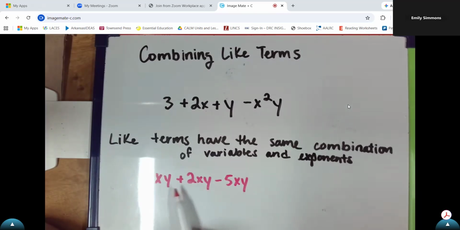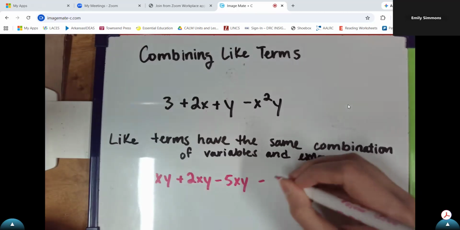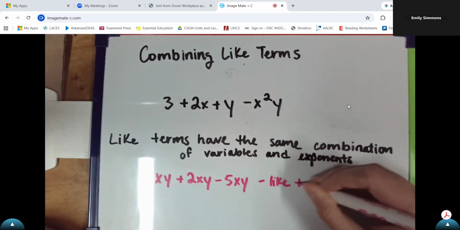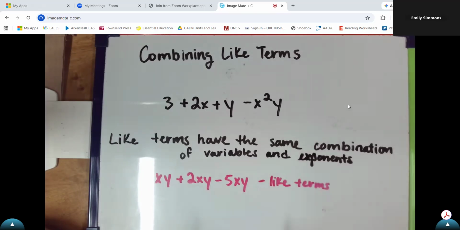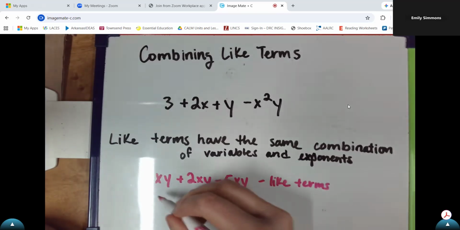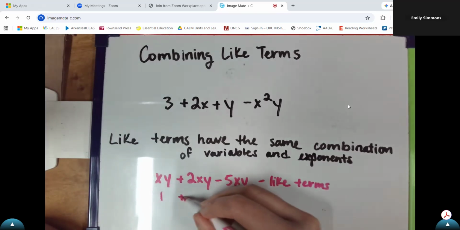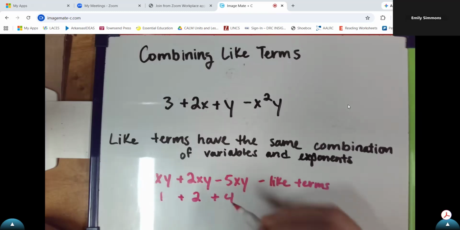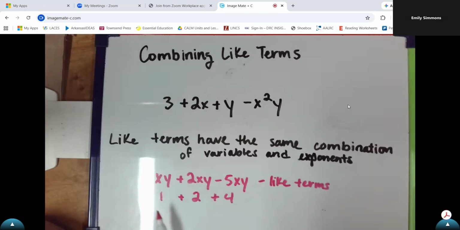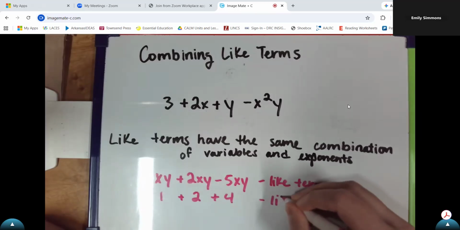They have the same variables, and none of them have exponents, so they do have the same exponents. Their coefficients are different, but that's okay. We could also have 1 plus 2 plus 4. These are just plain old numbers. They don't have any exponents, they don't have any variables. So these are also like terms.